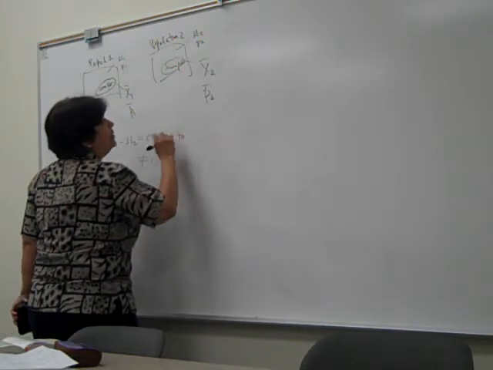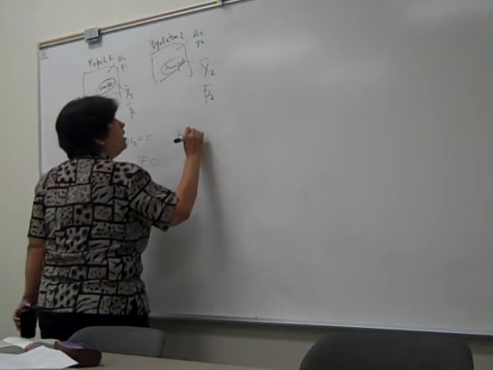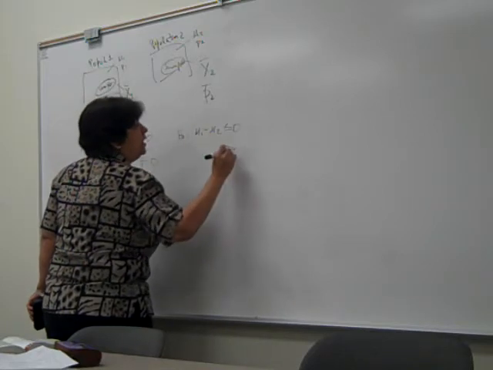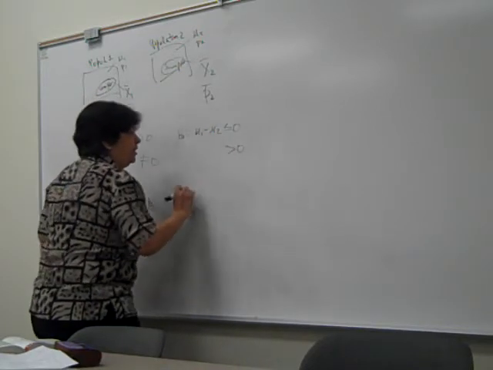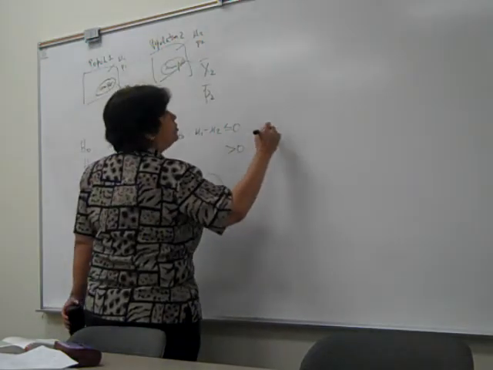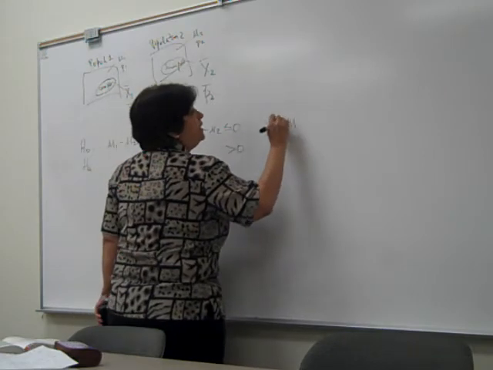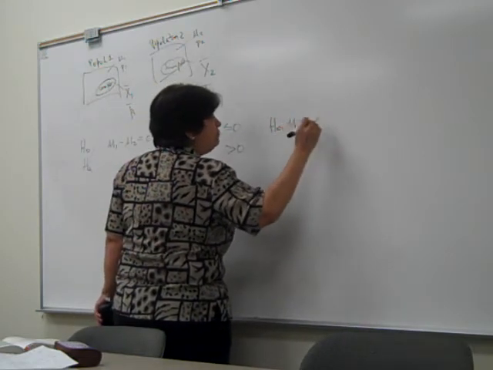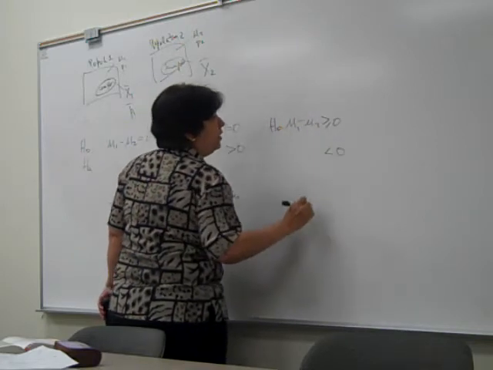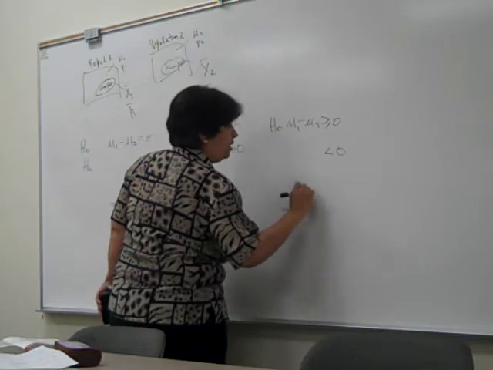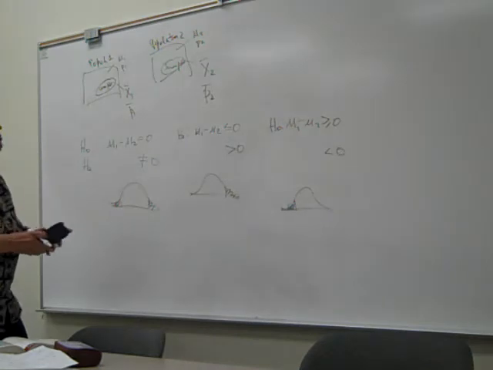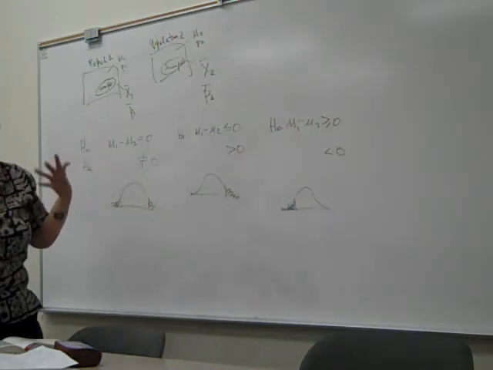We also may have the null hypothesis mu1 minus mu2 less or equal than 0 against the alternative that is greater than 0, and this is a one-tailed test, upper tail. And we will also have the null hypothesis greater or equal than 0 against less than 0, and this is going to be a lower tail test. That's it. We do have different situations in this chapter.